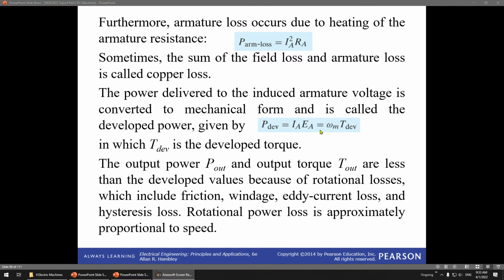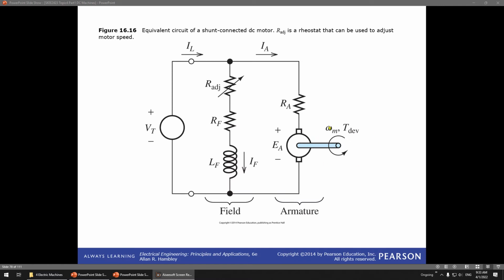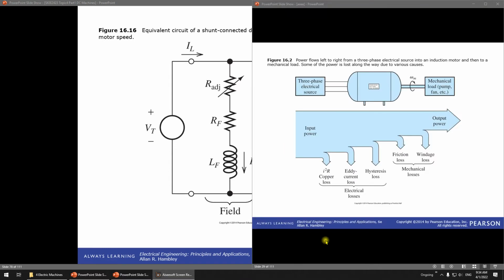The output torque is less than this value because of the rotational losses: friction, windage, eddy current loss, and hysteresis loss. The rotational power loss is approximately proportional to the speed. The faster you go, the higher the losses. So the power you calculate here is not the end, and there will be a lot more losses after the output.